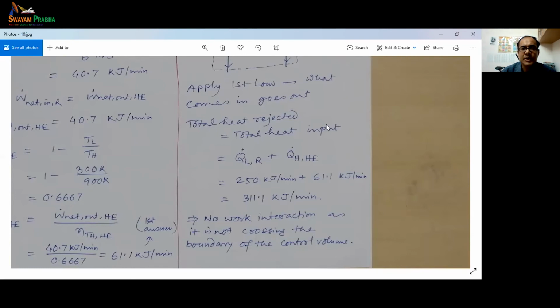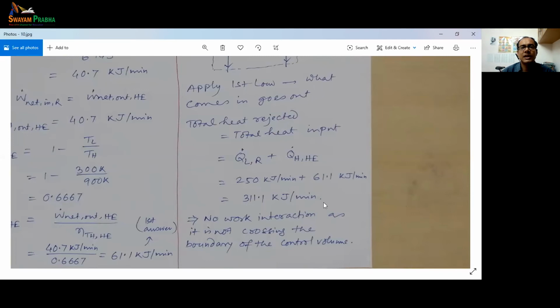from the refrigerated space, which is given to be 250 kilojoule per minute, and the other one, the heat input to the heat engine, that's Q dot H. That we also just found out as part of the first query, that's 61.1 kilojoule per minute. So if you sum them up, you will get the total heat rejected amount. That's 311.1 kilojoule per minute.